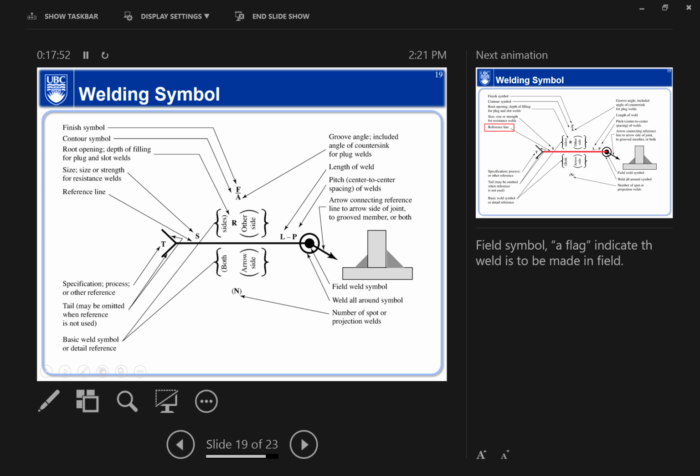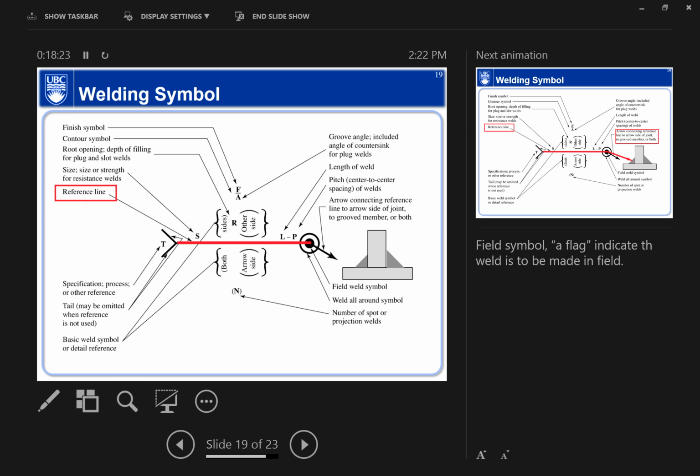And then oftentimes, especially when you're welding a metal tube, you're making all around welds. So that symbol here basically means all around welds. And that big dot is actually a slightly different symbol here. Sometimes you put a little bit of flag at it, a little flag notation. That means it's a field weld symbol.